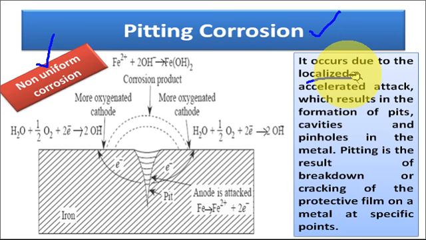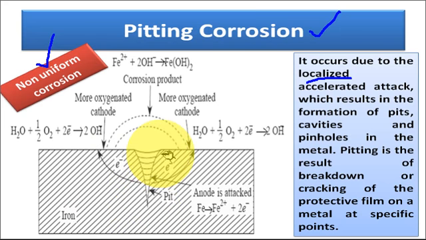Basically, this type of corrosion occurs due to localized accelerated attack, which results in the formation of pits, cavities or pinholes in the metal. So pitting is the result of breakdown or cracking of the protective film on a metal at specific points, at some points only.